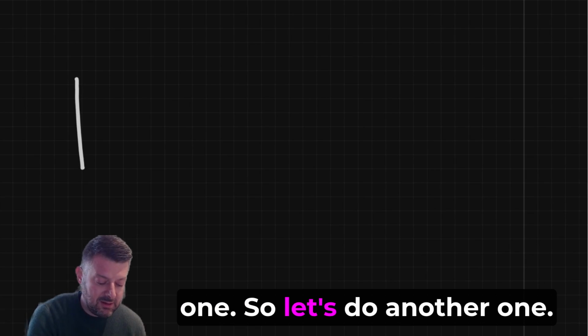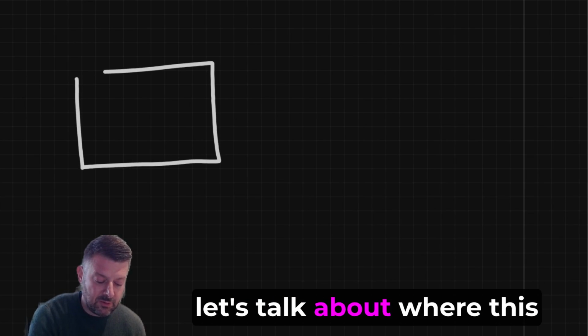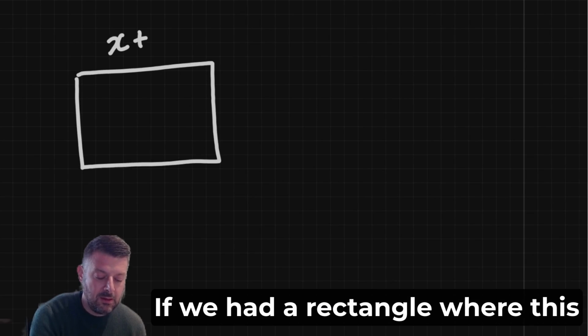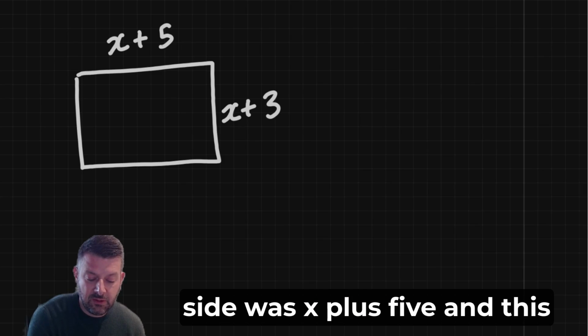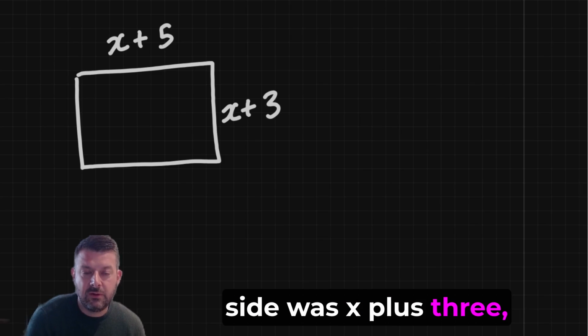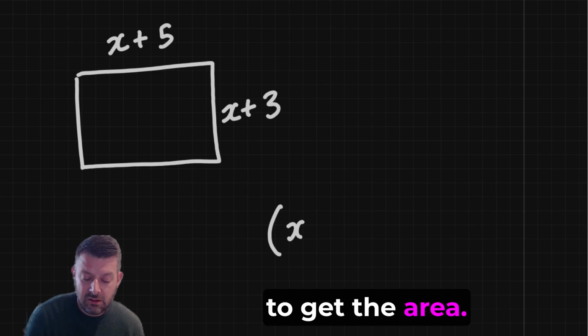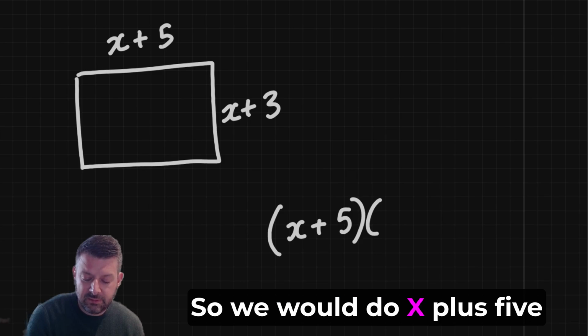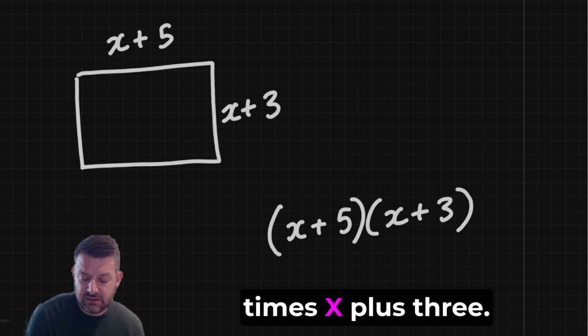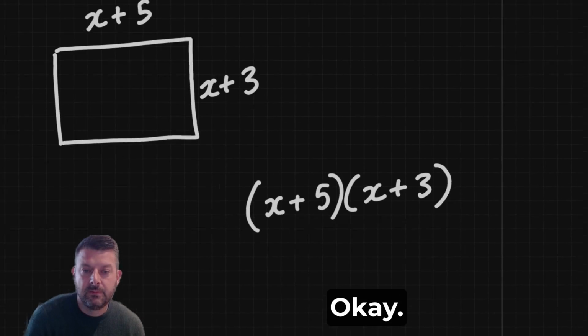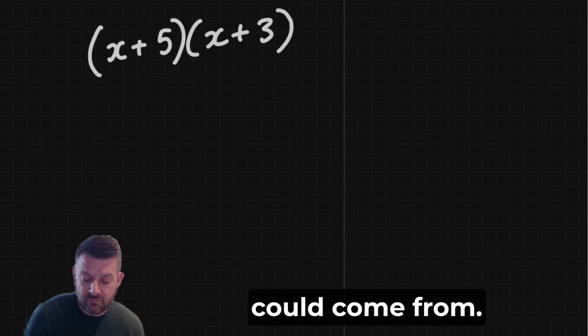So let's do another one. And again, let's talk about where this could have come from. If we had a rectangle where this side was x plus 5, and this side was x plus 3, we would need to times the length by the width to get the area. So we would do x plus 5 times x plus 3. Okay, so that's where it could come from.